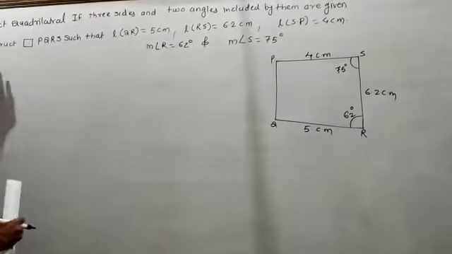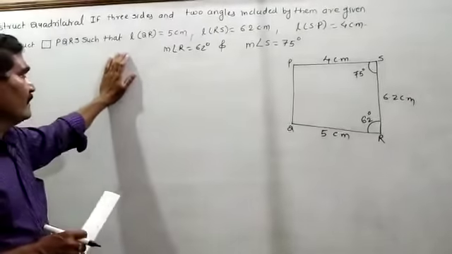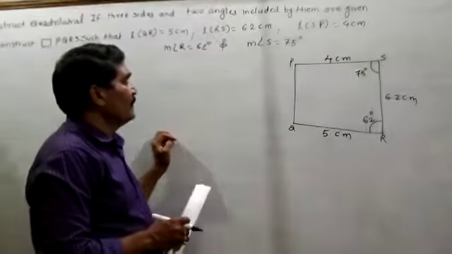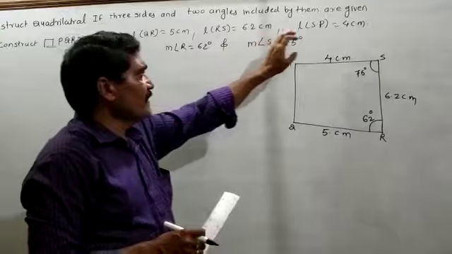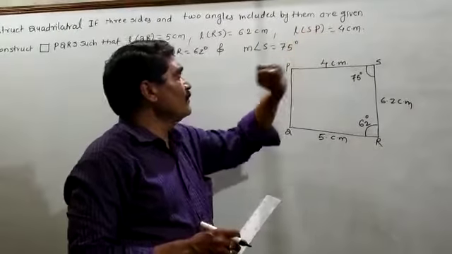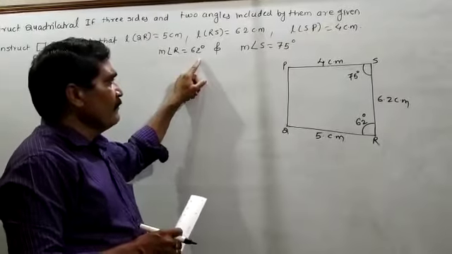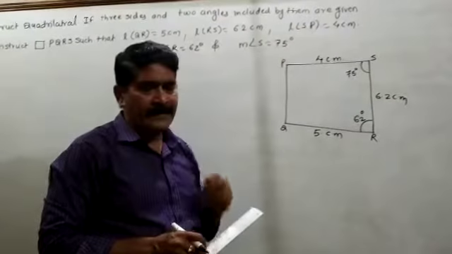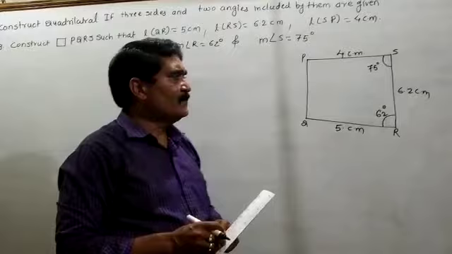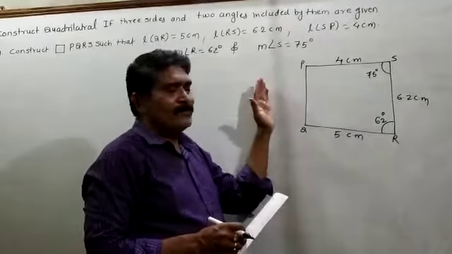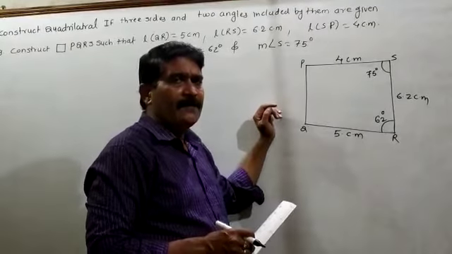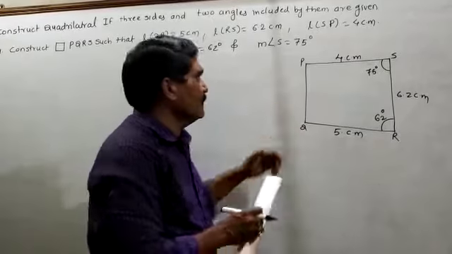Construct the quadrilateral PQRS such that QR is equal to 5 centimeter, RS is equal to 6.2 centimeter, SP is equal to 4 centimeter, measure of angle R is equal to 62 degree, measure of angle S is equal to 75 degree. If you want to construct that, before you construct the quadrilateral, you have to draw the rough diagram. This is the rough diagram.